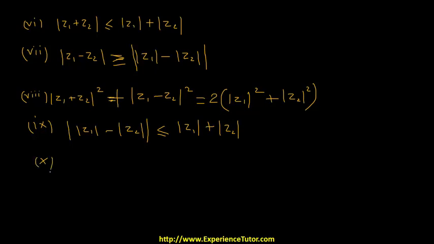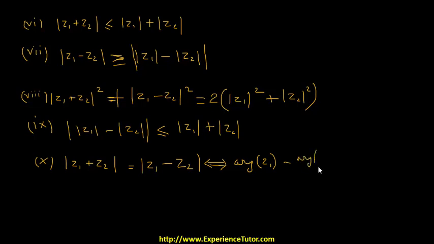Property 10. Modulus of (z1 plus z2) is equal to modulus of z1 minus modulus of z2, which implies that argument z1 minus argument z2 is equal to pi by 2.